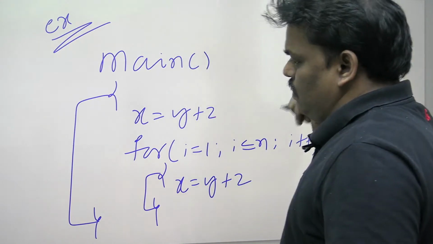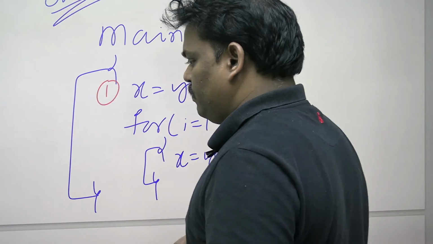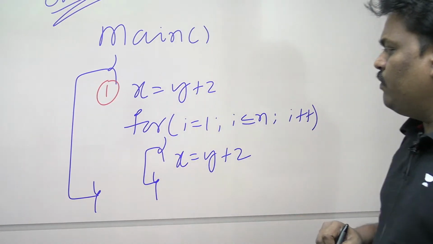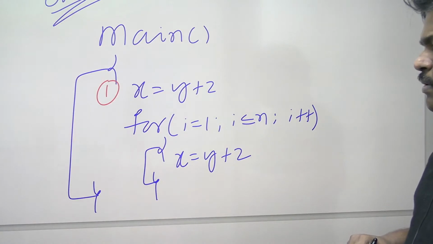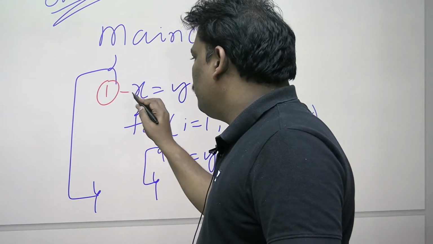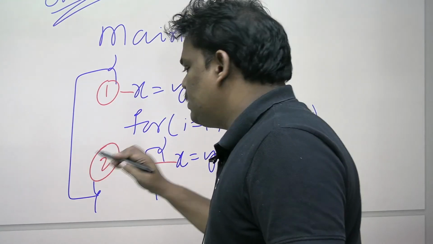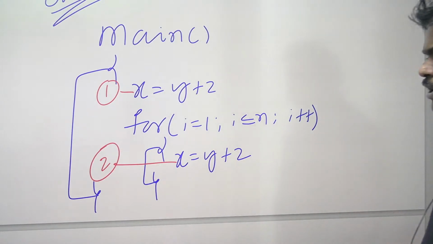If you want to find out time complexity, it is the first statement. First identify how many statements are there. That is the first statement, and one more. See this one. It is the second statement. If you want to find out time complexity, first identify how many statements are there.